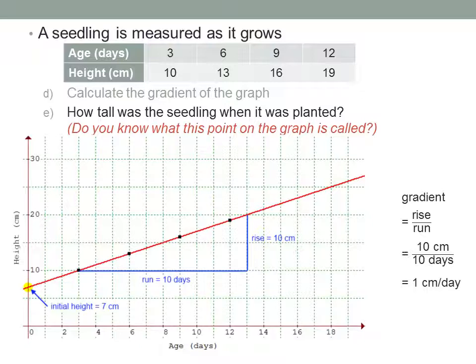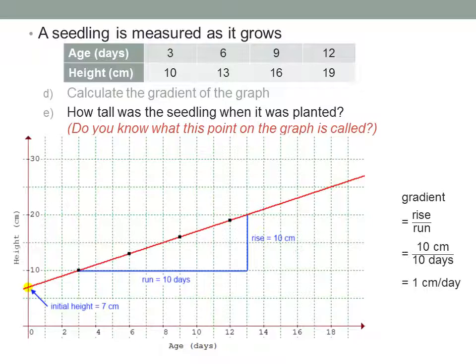Notice that this graph doesn't go through the origin. If it did, that would mean the initial height of the seedling was 0 centimeters. But in this case, the initial height was not 0, so the line on the graph doesn't go through the origin. Not all linear graphs go through the origin.